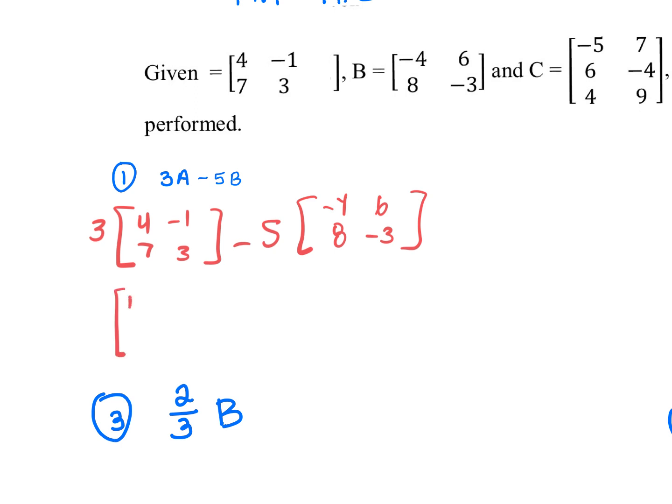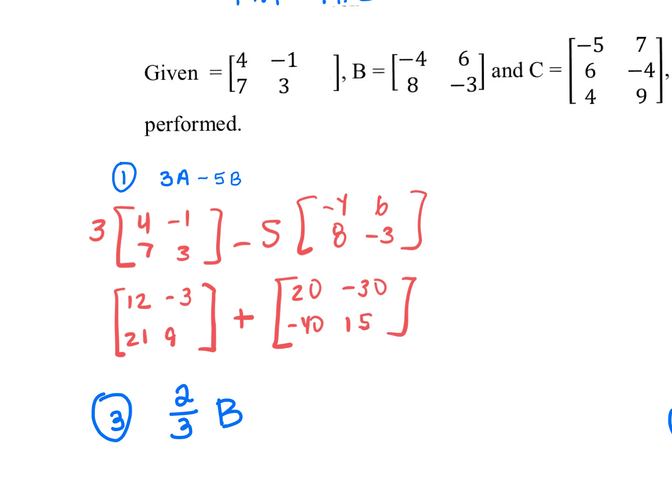So 3 times 4 is 12. 3 times -1 is -3. 3 times 7 is 21. And 3 times 3 is 9. Now, I'm going to change this middle sign to a plus, and I'm going to distribute a -5 into the second matrix. So -5 times -4 is 20. -5 times 6 is -30. -5 times 8 is -40. And then -5 times -3 is +15.